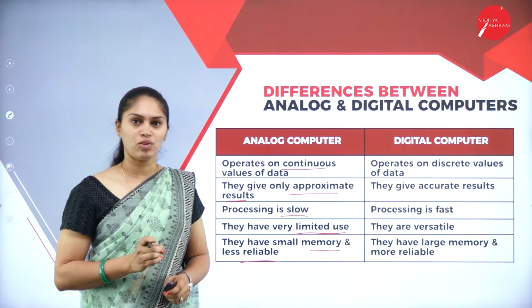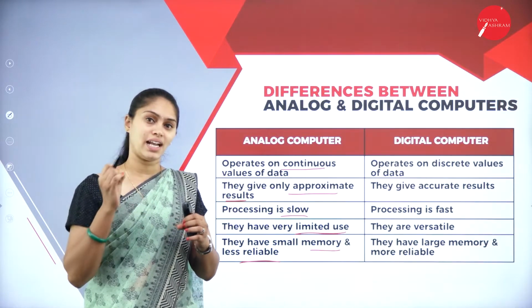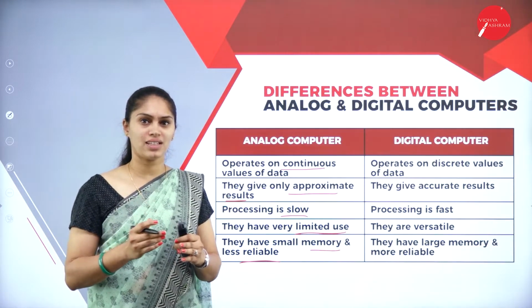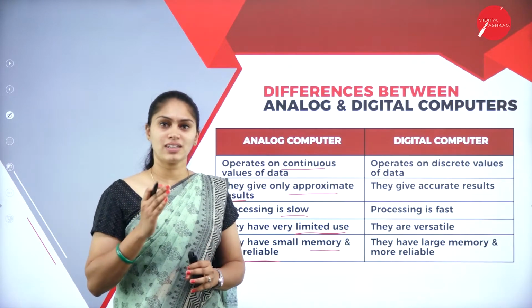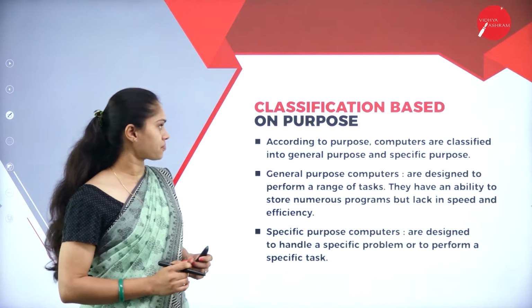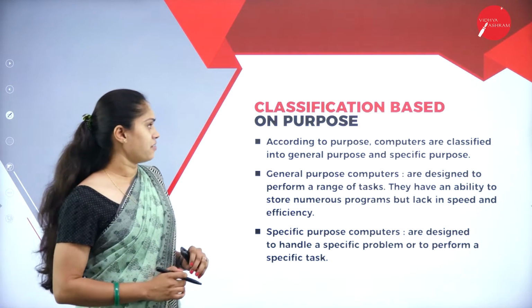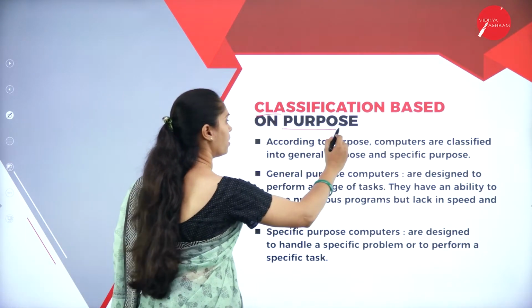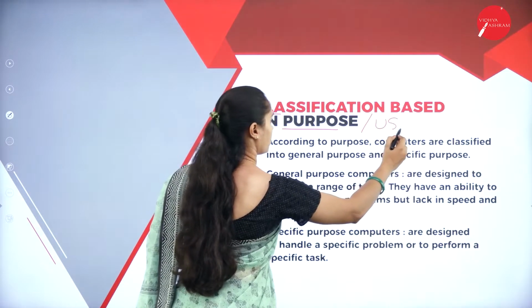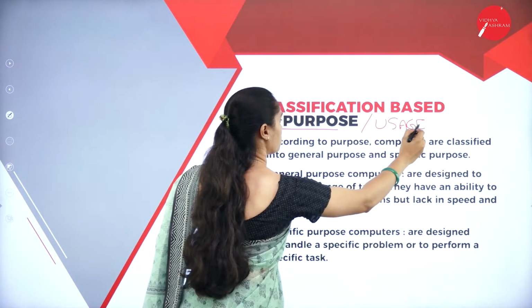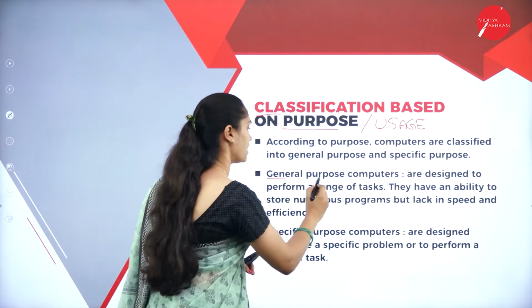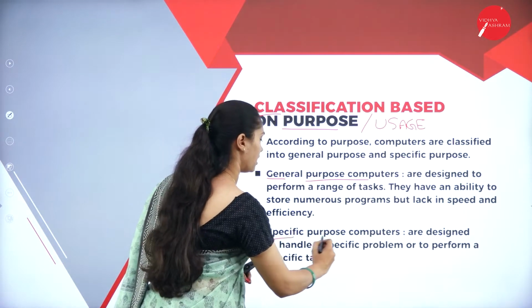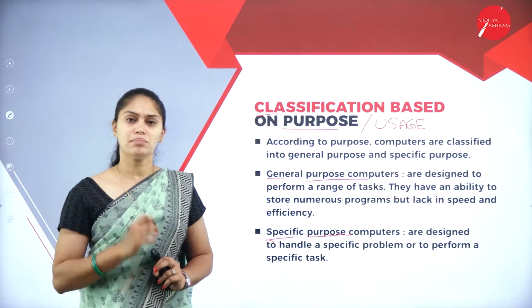So here you have to understand that on the basis of data handling, we are going to divide the computer into three types, that is analog, digital and hybrid. Here we are classifying on the basis of purpose or usage. On the basis of purpose or usage, we are classifying the computers into two types, that is general purpose computers and specific purpose computers.